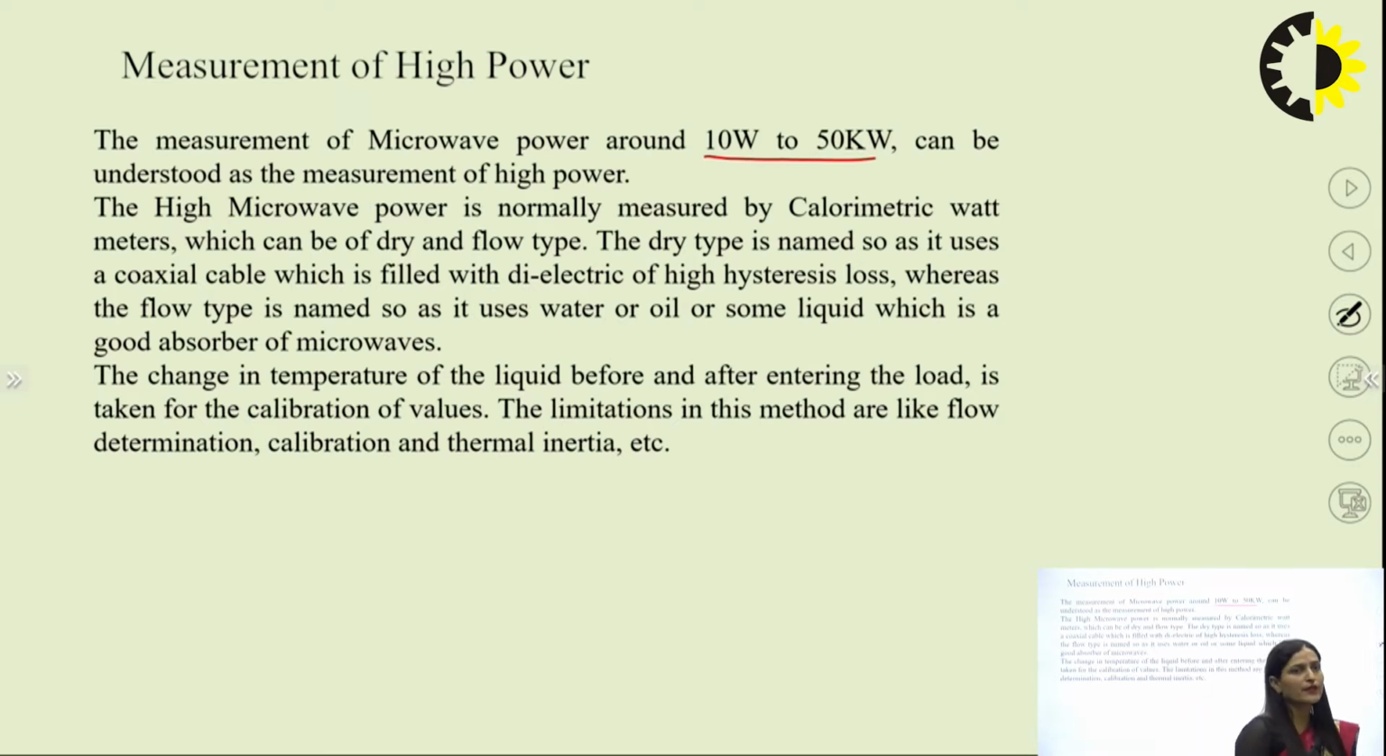The change in the temperature of the liquid before and after entering the load is taken for the calibration of the value. So this change in the temperature corresponds to the microwave signal applied, and the limitations of this method are flow determination, calibration, and thermal inertia, etc. Right?